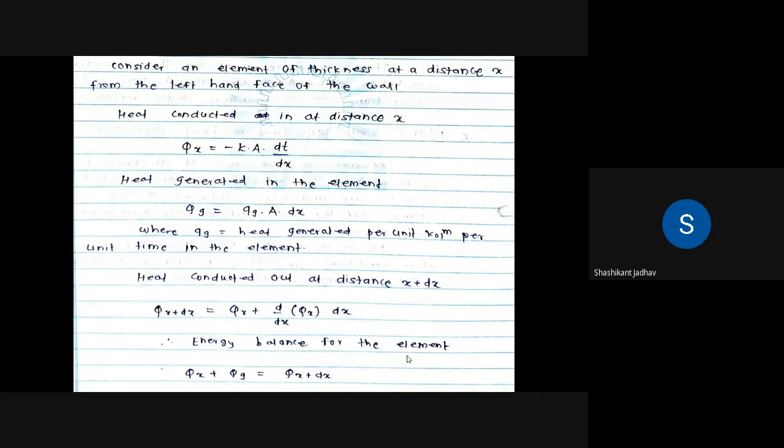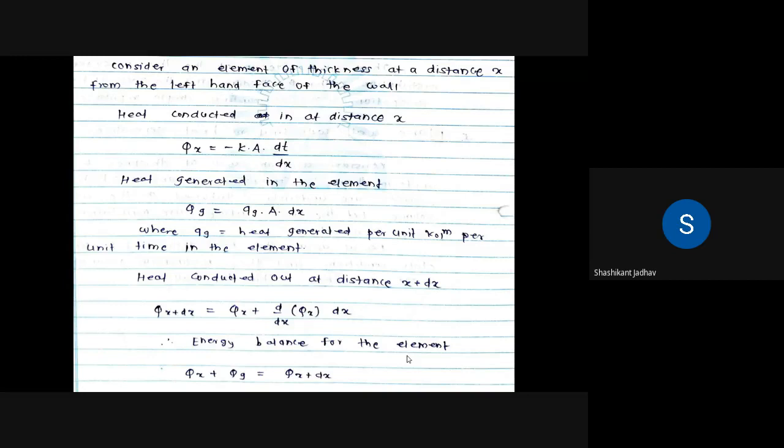So we have to consider the total heat conducted out at a distance x plus dx, so that is Qx plus dx. By Taylor series expansion, we have already written this equation for the general conduction equation in the Cartesian coordinate system. So where does this equation come from? Taylor series expansion. So write down heat conducted out at a distance x plus dx: Qx plus dx is equal to Qx plus d by dx of Qx into dx.